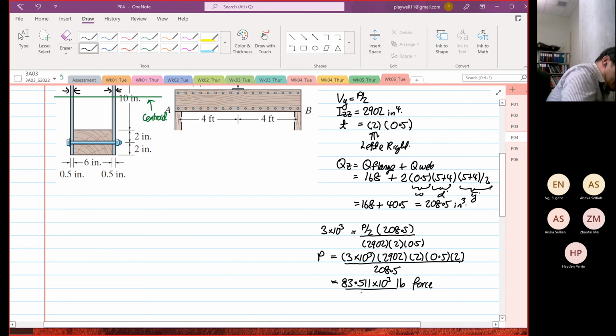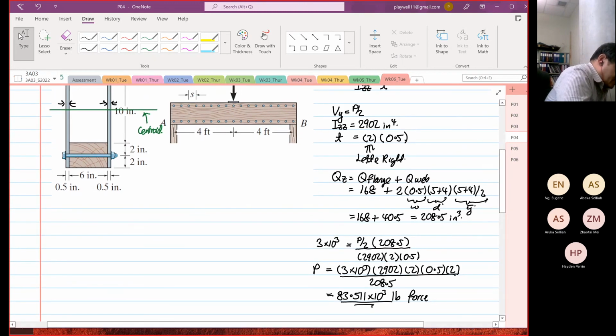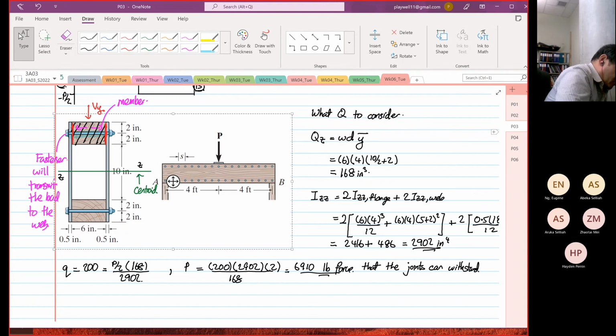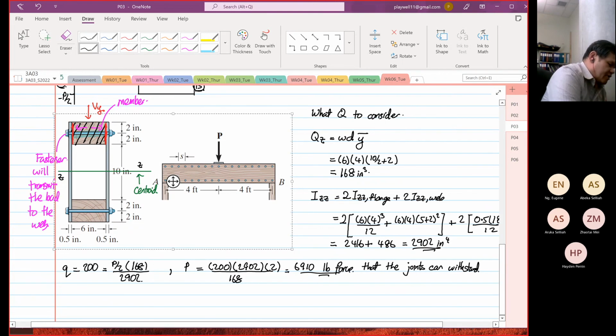And this is expected, right? We know that the joint is the weakest. So this is the force that the wooden structure could resist under shear: 83.511 times 10 to the power 3 pound force, whereas for the joint it is only 6,910 pound force. And we're not done yet.